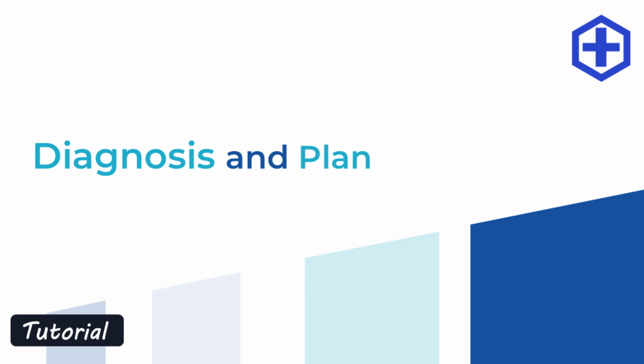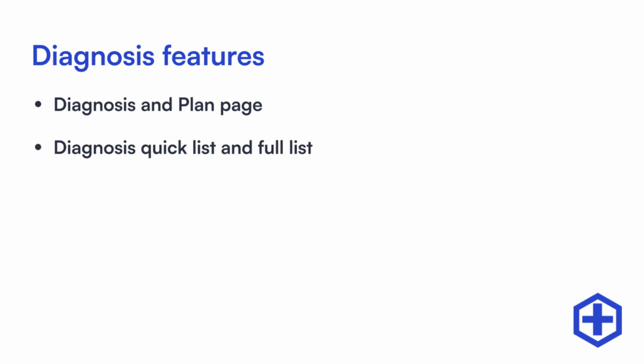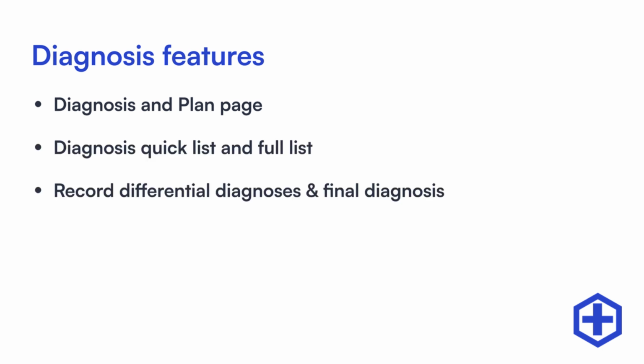On today's video, we'll be diving into a critical feature, the diagnosis and plan feature. This feature will enable you to record diagnoses and document your management plan for your patient. Let's start off by taking a quick overview of the diagnosis and plan page. This is where the management plan for the patient is documented. We'll then explore the diagnosis quick and full list, learn how to record differential and final diagnoses, and lastly, get to learn how to quickly find a diagnosis code using Google.